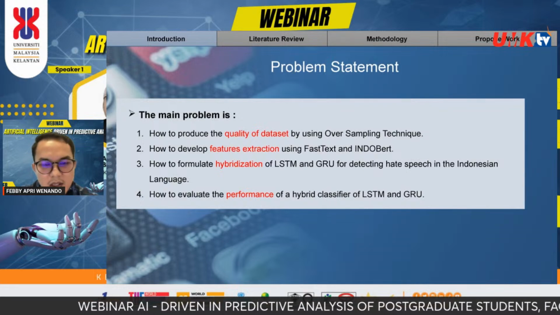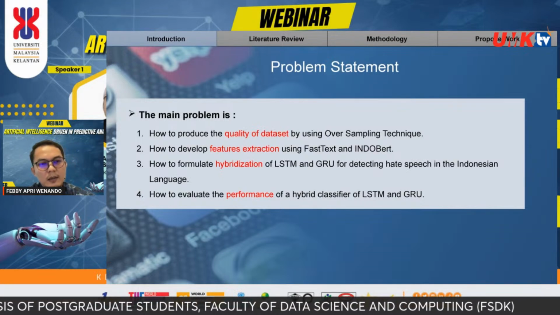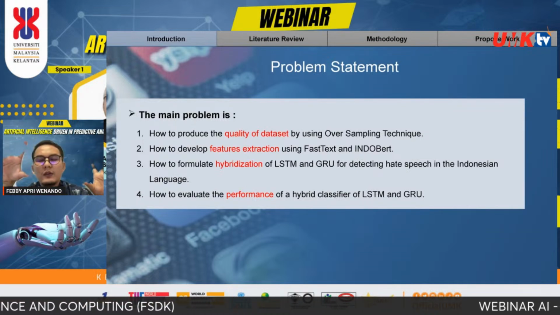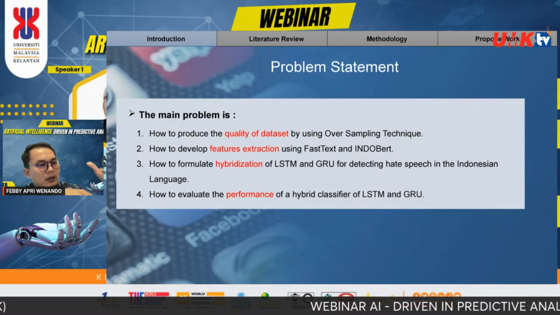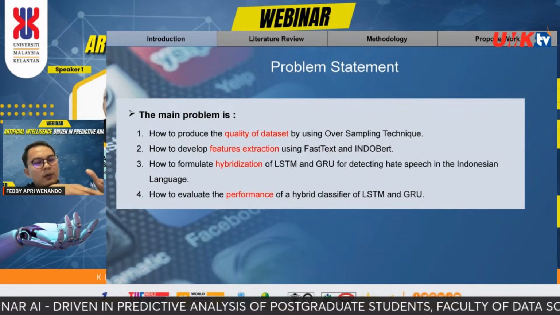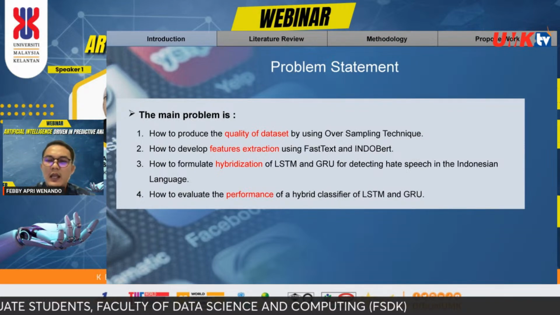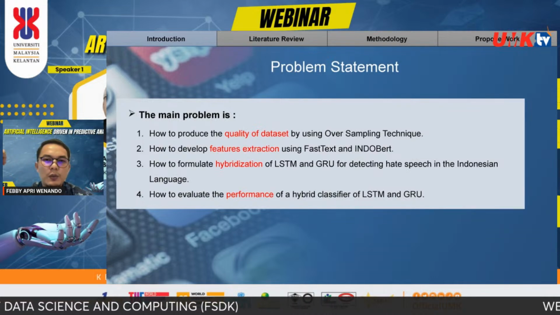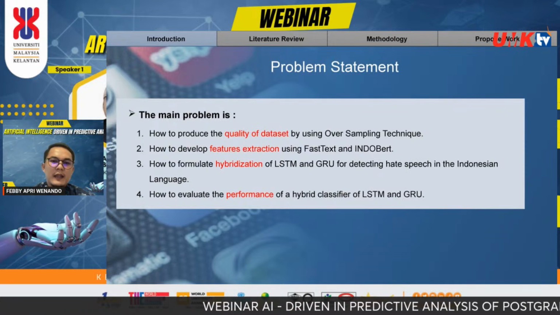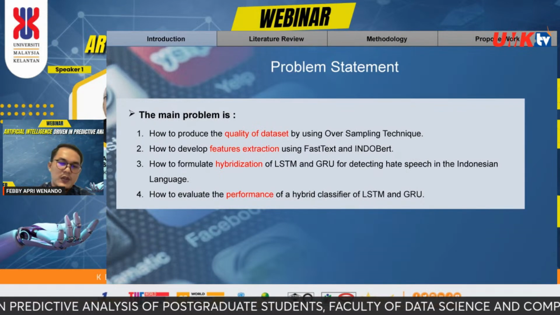In hate speech detection, especially in the Indonesian language, the main problem right now is, first, how to produce a quality dataset. When we get a dataset, we cannot decide that we want positive only 100 or 1000 and negative class only 100 or 1000. We don't know, when collecting data from social media, especially Twitter, how much data we will get. So imbalanced class is the bigger problem when we collect data from social media.